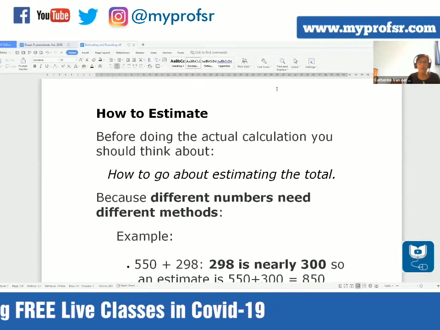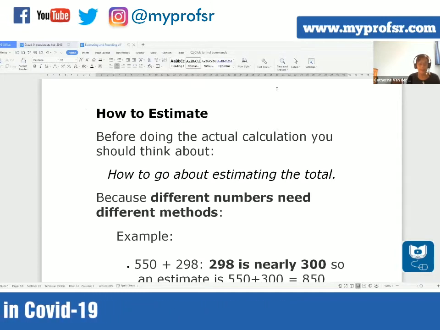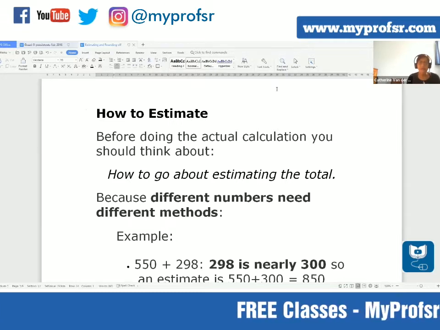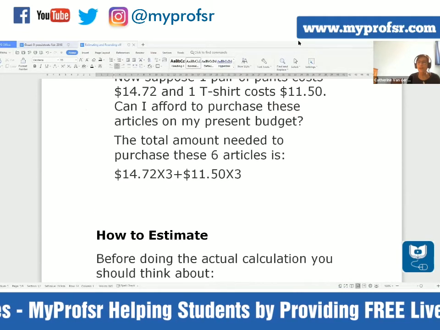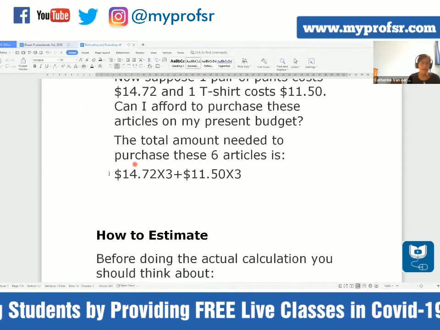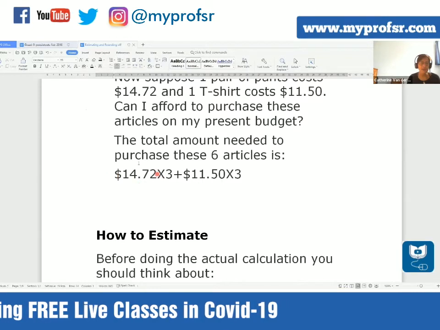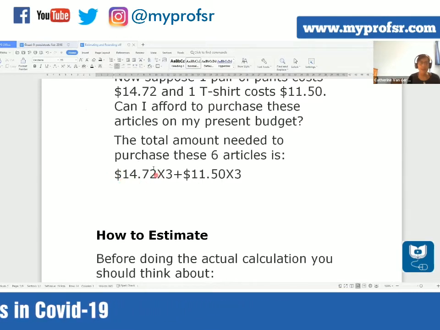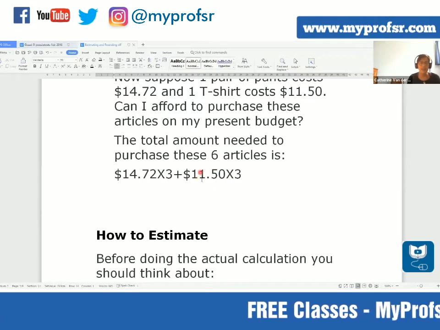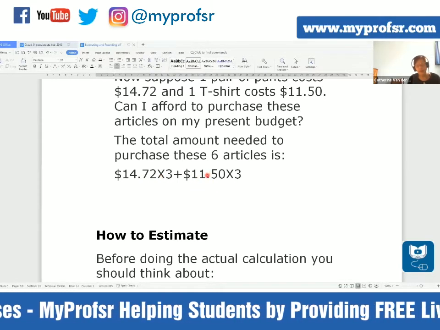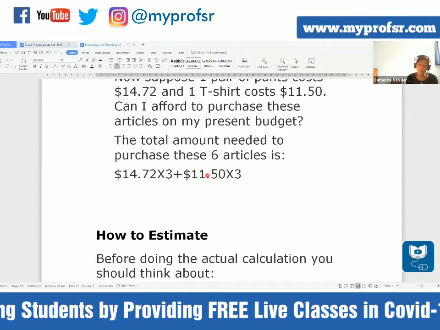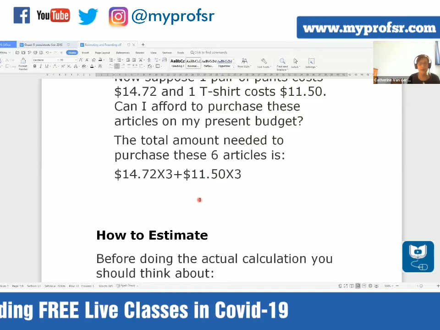Now, how are we going to estimate? Before doing the actual calculation, you have to think about how to go about estimating the total. If we look at our previous example, I said that is about $15. So I increased the amount slightly. And this is about $10. So I decreased the amount slightly. So this increased, this decreased, so I know that it should approximately be the correct answer.